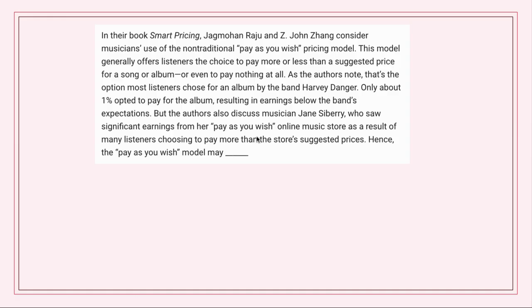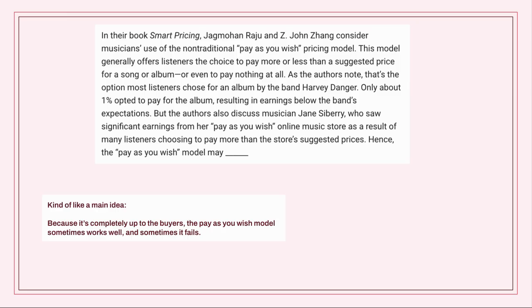So here, honestly, I can make almost my own main idea, right? If I had to make my own main idea, I'd say since it's completely up to the buyers, the pay-as-you-wish model sometimes works well and sometimes it fails. Here, it's just explaining what it is, and then we see two very different situations for this model. So, going along with this logic, because this is all we have, I would say this model may have very variable results, which means it can have any sort of results. It can be really bad, really good. I think that's what this passage is trying to say. It's just sort of unpredictable.